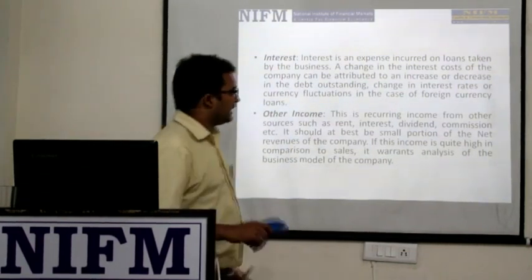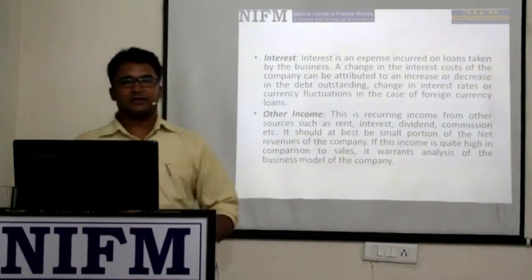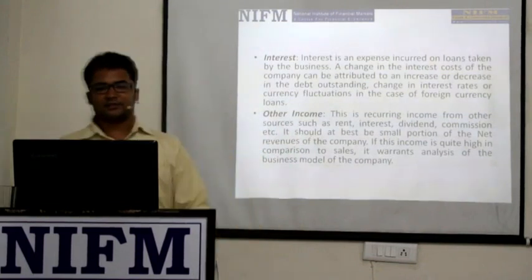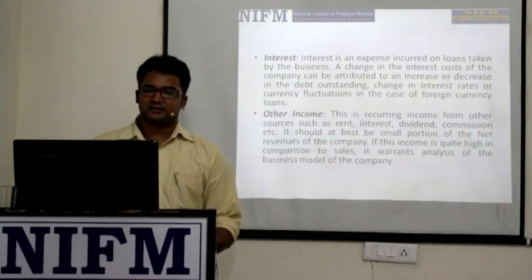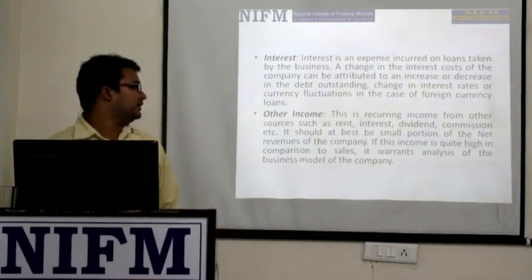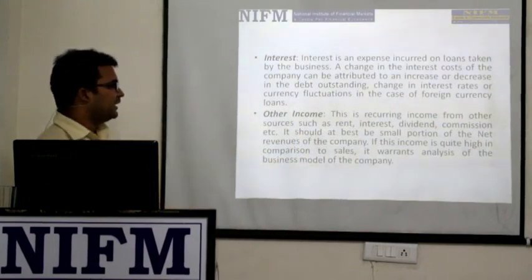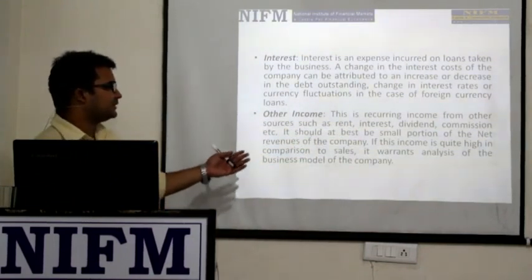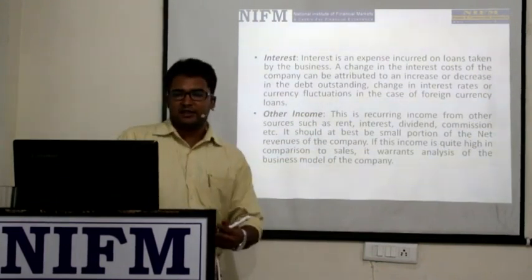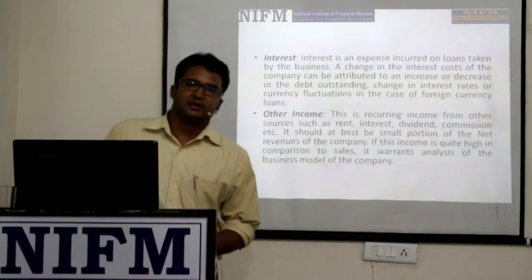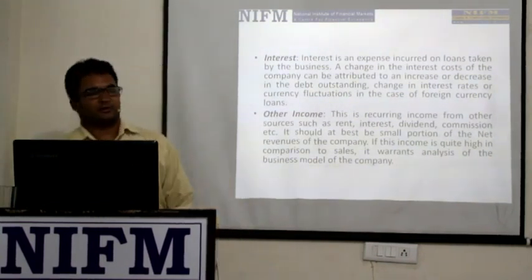Now other income, as we have already discussed, is the income which is not coming out of the operating income, and it will be considered a part of other income. This is the recurring income from other sources such as rent, interest, dividend and commission, etc. It should at best be a small portion of the net revenue of the company. If this income is quite high in comparison to sales, it warrants analysis. So if the other income is quite high, we have to dig into it to see whether the higher income is because of operations or not.